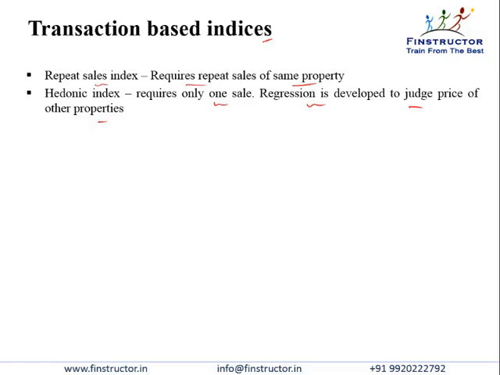Both have their own advantages and disadvantages. Repeat sales will give us exact data, but again, repricing will be very infrequent. Hedonic will have more frequent repricing and more updating, but then the data is an estimate. It's not exact data.